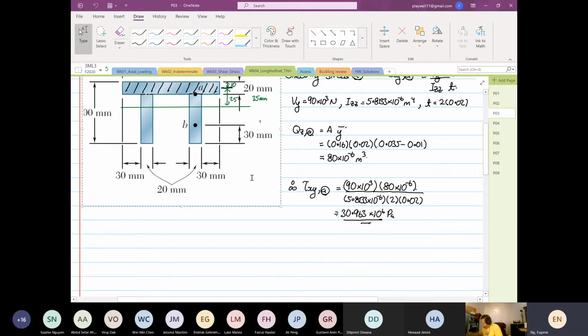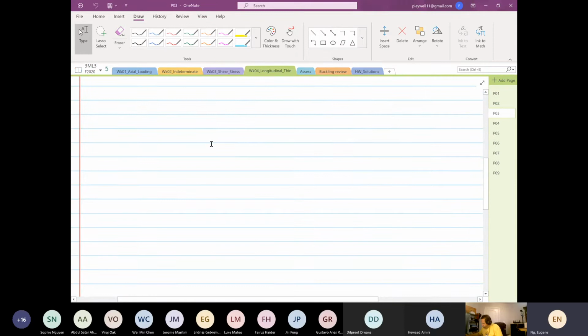Okay. Right. So now I'm going to do the same thing, and we're going to look at the shearing stress at point B, assuming that we again don't have the distribution equation.